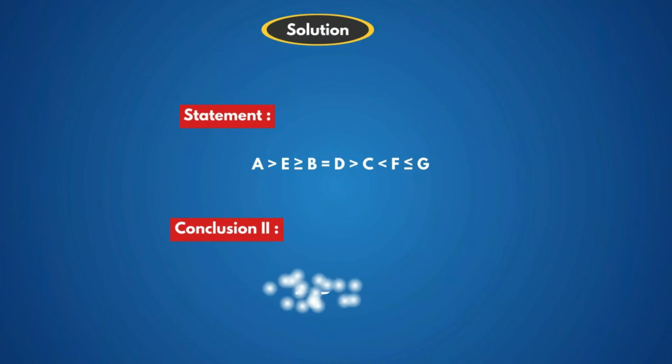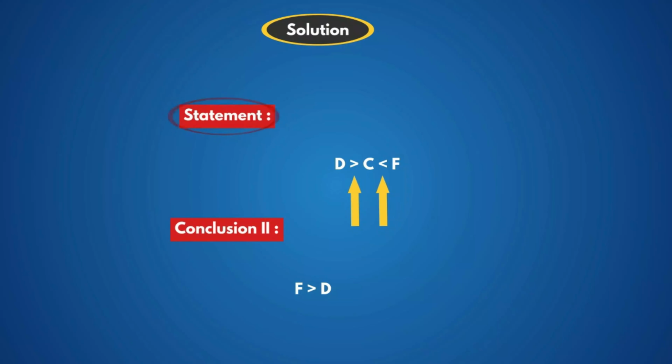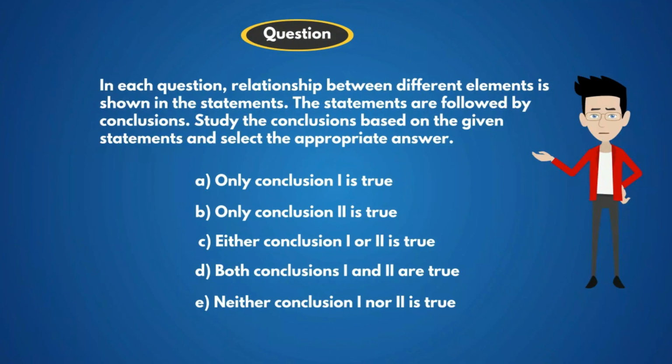Conclusion 2: F is greater than D. Here in the statement, from F to D, we have different symbols. We know that if we get such reverse combinations in the statement, then the related conclusions will be false. So conclusion 2 is false. So the answer is A. Only conclusion 1 is true.